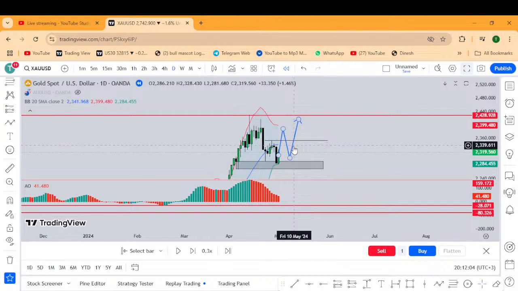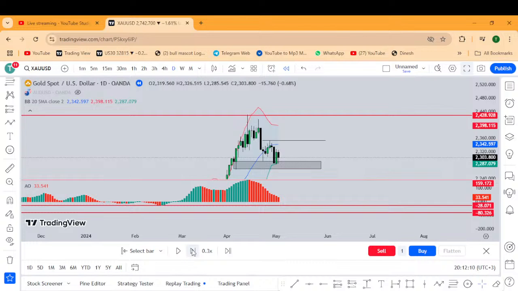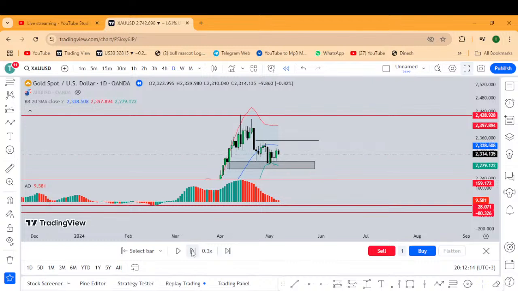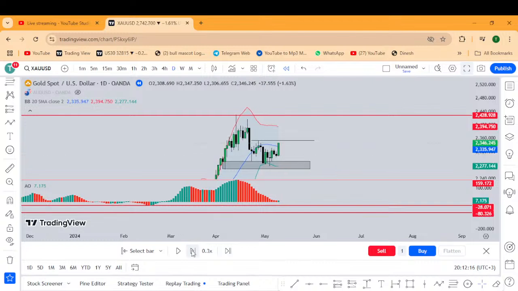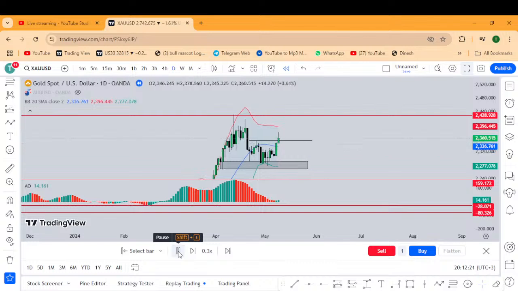So we can now play, and the price is still moving. Okay, so as you can see right here, it has already happened. So the next thing I'll do is to identify my order flow. Where is my order flow?